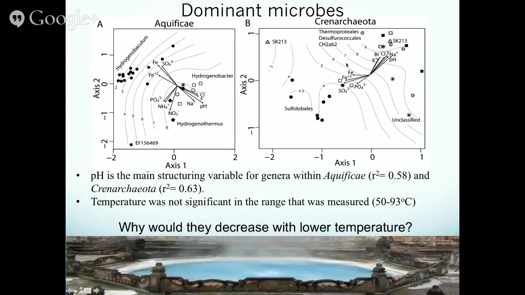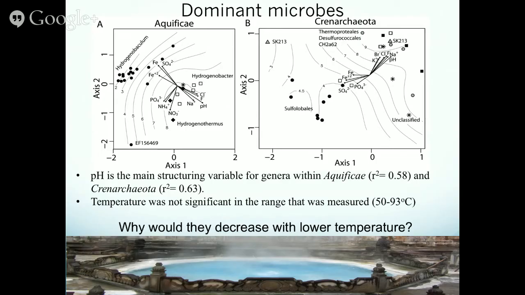Sorry, I should point out these contours are actually pH contours. So if it was found on this other side of 4.5, the pH of this particular taxa was found typically in a pH less than 4.5. And so this SK213, we had one found in a high pH, and one in a very low pH. I suspect with higher sequencing resolution, this particular candidate division will split up into more divisions.